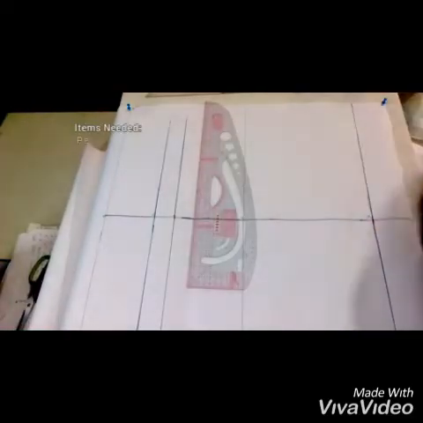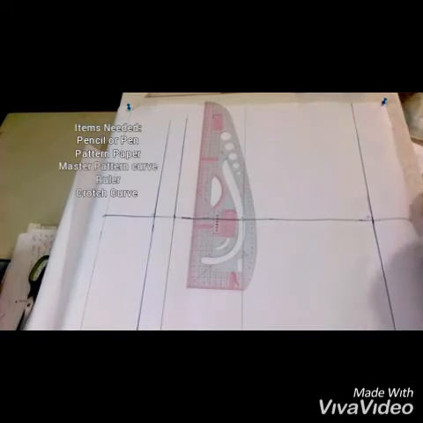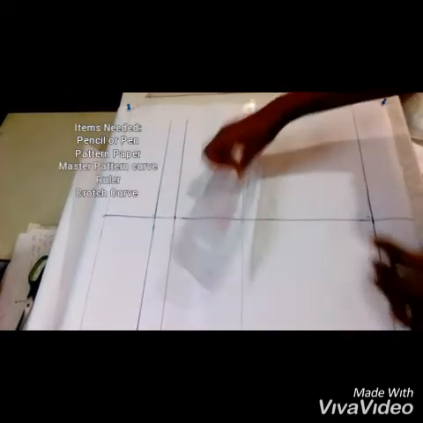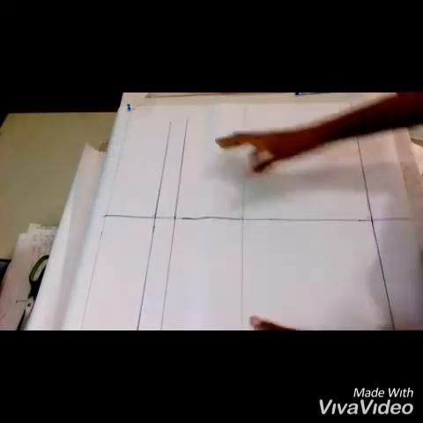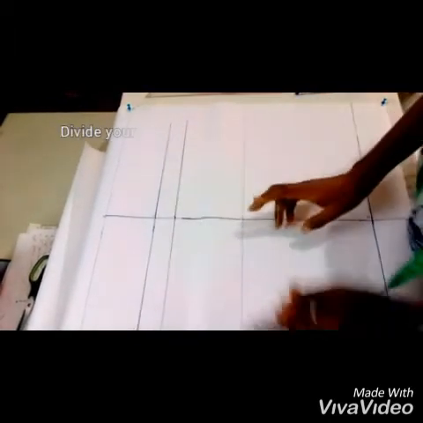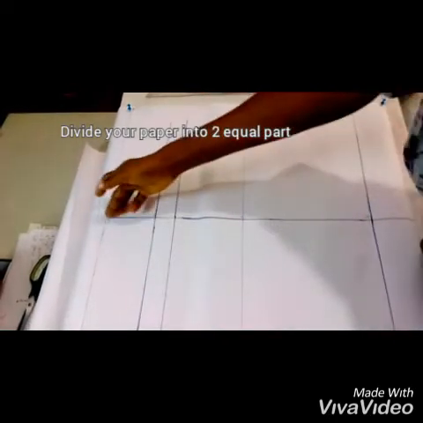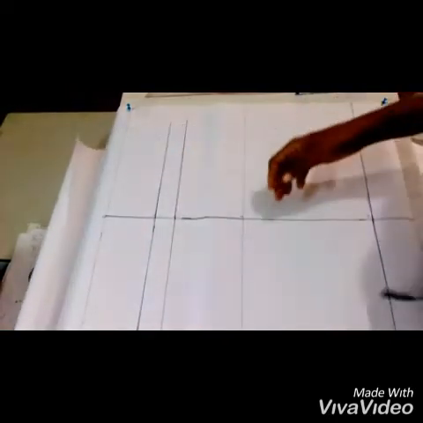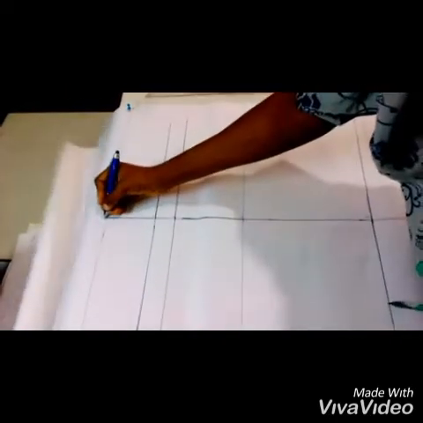Hello class, today we'll be looking at how to draft our basic trouser block. It's very simple. All you need to do is to divide your paper into two. When you divide it into two, this is the midway, which I made 0. I have my 0 here.